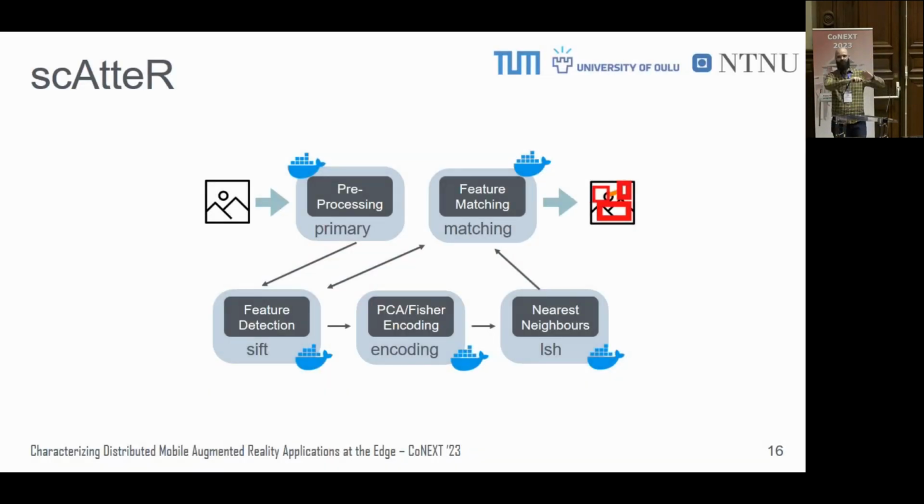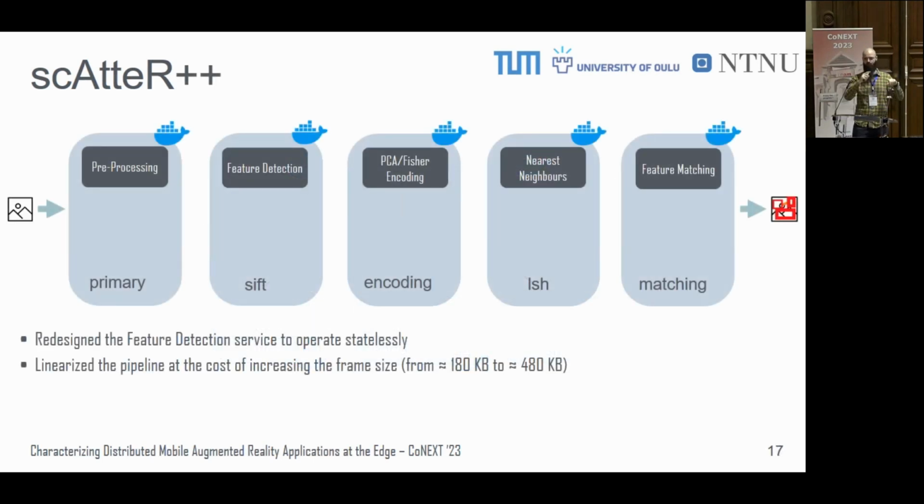So starting from the initial design we had, we can transition to a version of the application that is completely linearized. The drawback of this approach is that now we put more pressure on the network because we are transferring the shift state from shift to every following service in the pipeline. Therefore, we more than double the size of the packets that we are sending in the network. The pro of this approach is that now each service can be replicated and scaled independently.